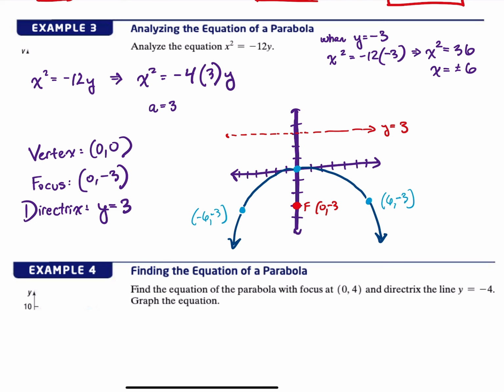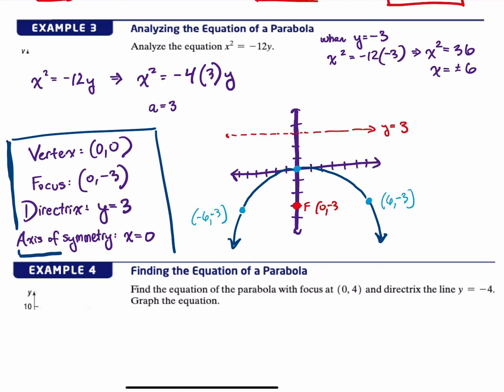And then we can say the axis of symmetry, this is going to be this time the vertical line going through the vertex and the focus. In this case, it's the y-axis, or the line x equals 0. So we've got our attributes and our graph.